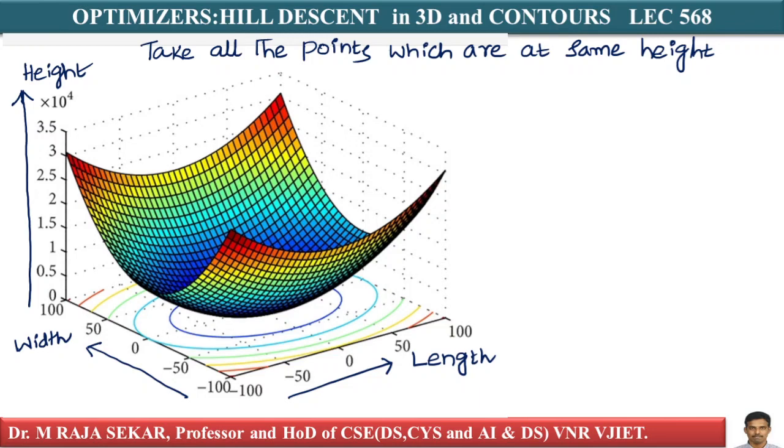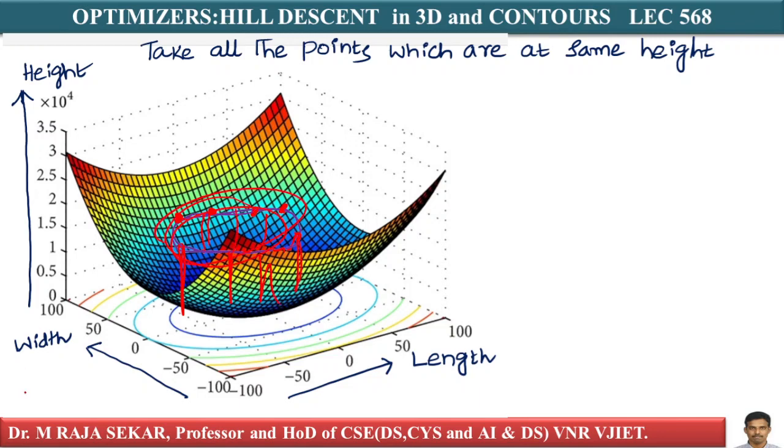Suppose these are the points of same height. I'm assuming this is a point, this is a point, this is a point, this is a point, this is a point. They are of same height, isn't it? They have same height.